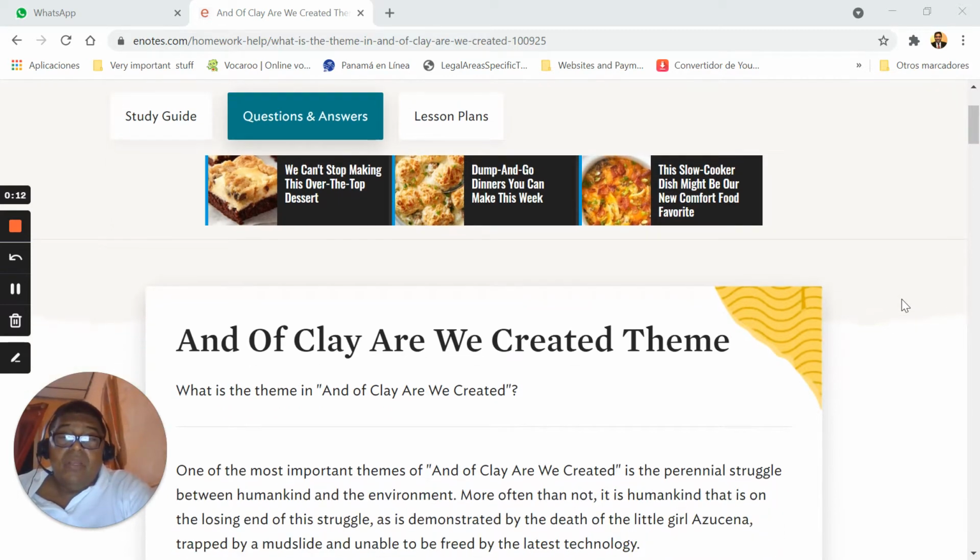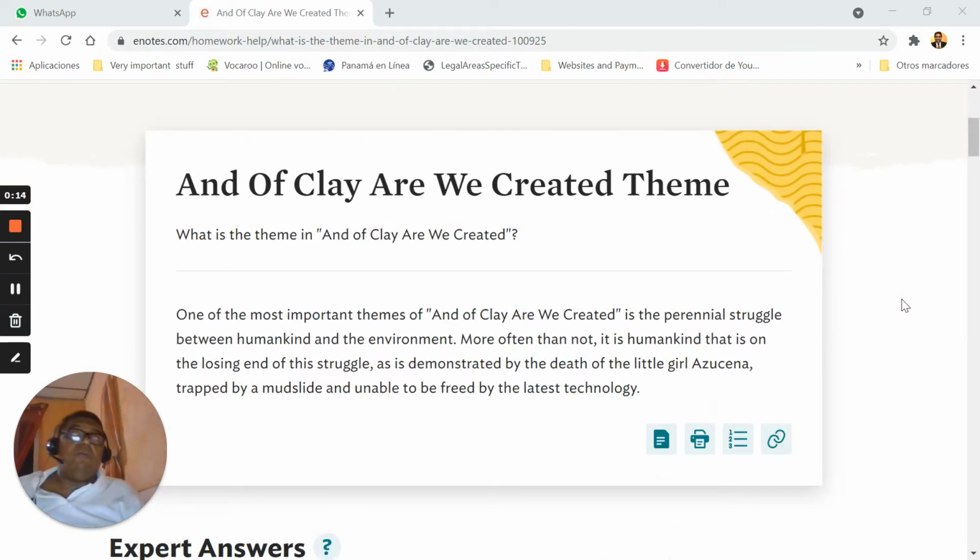One of the most important themes of "Of Clay We Are Created" is the perennial struggle between mankind and the environment. More often than not, it is mankind that is on the losing end of this struggle, as demonstrated by the death of a little girl, Azucena, trapped by a mudslide and unable to be freed by the largest technology.